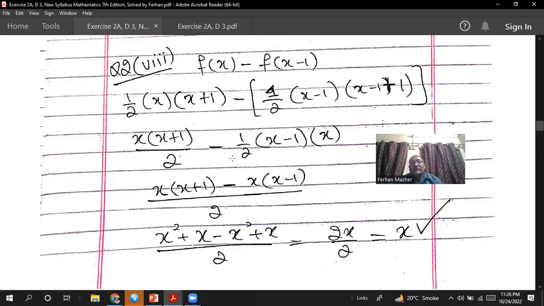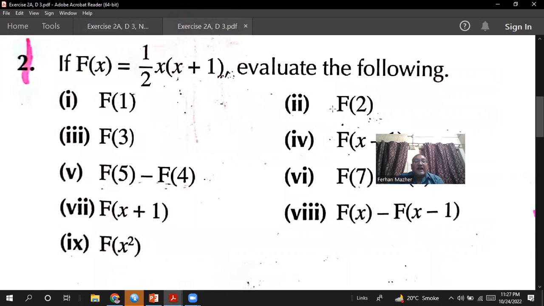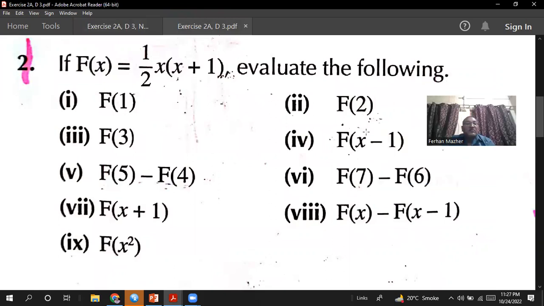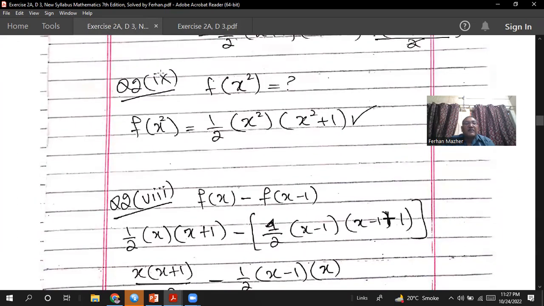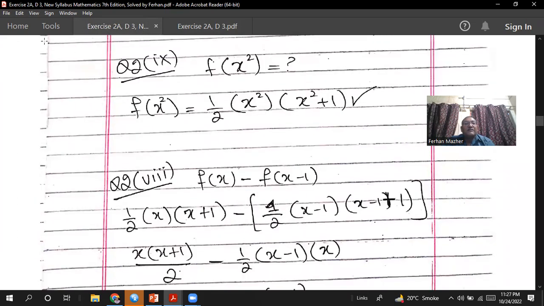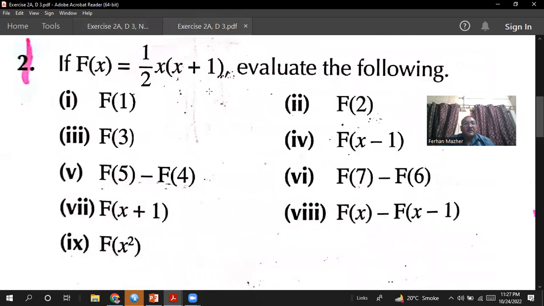So you will have 2x by 2 and that will be equals to x. So this is how you will do question number 2, its eighth part. And then we have question number 2's ninth part, f of x square. f of x square will be equal to 1 by 2 x square bracket x square plus 1. So simple, straightforward, very easy.